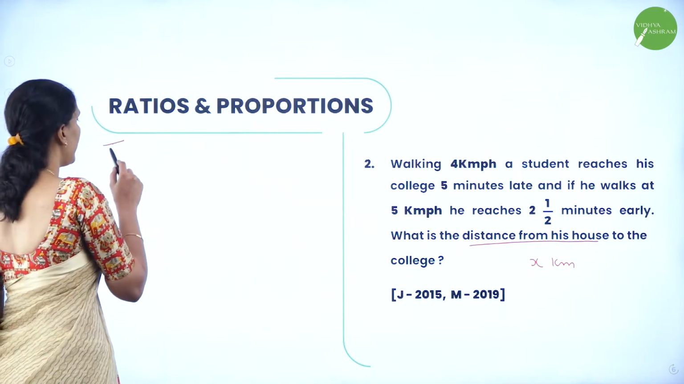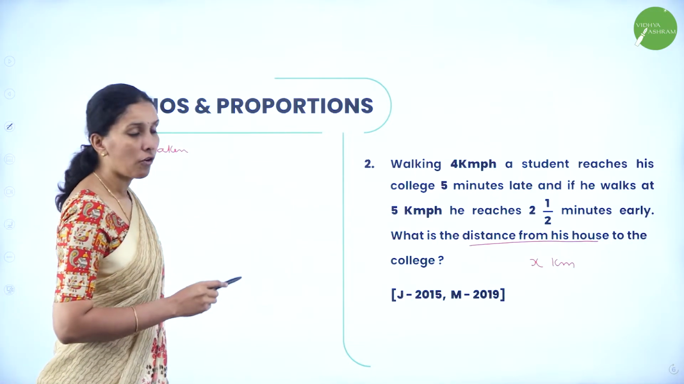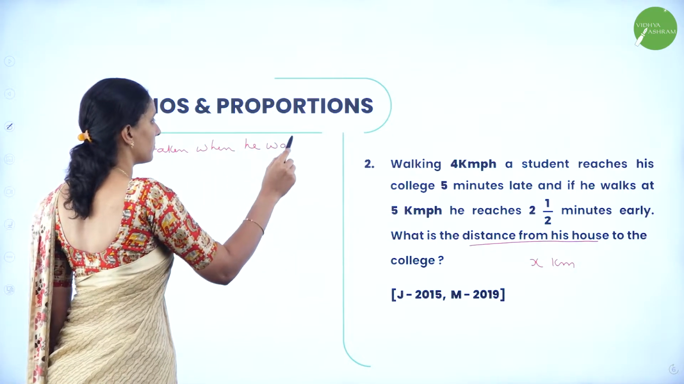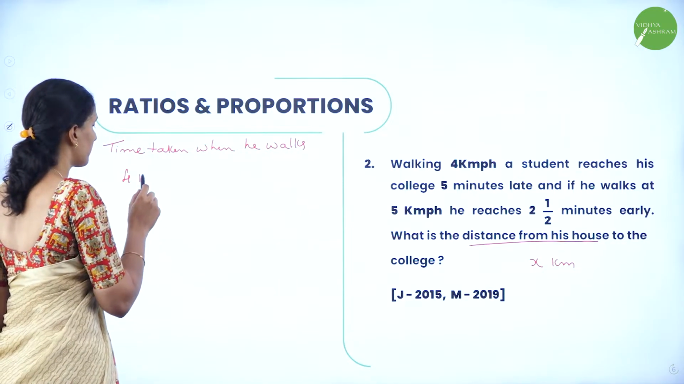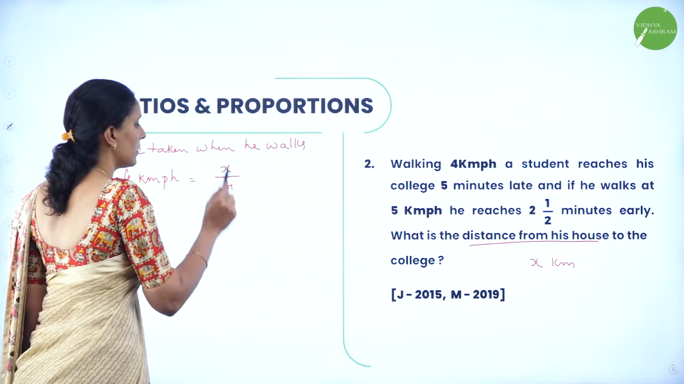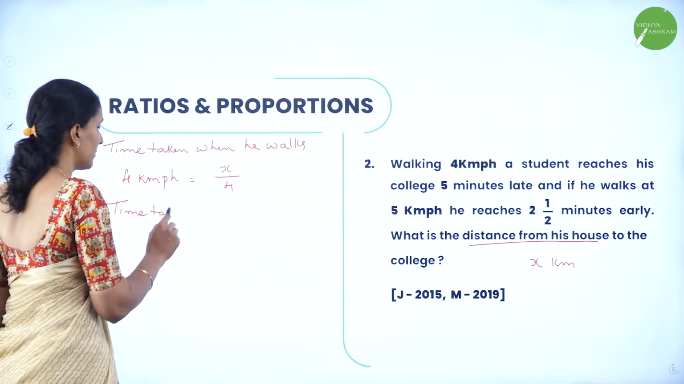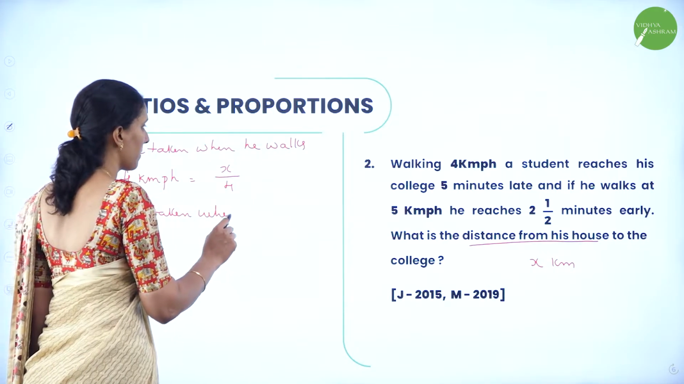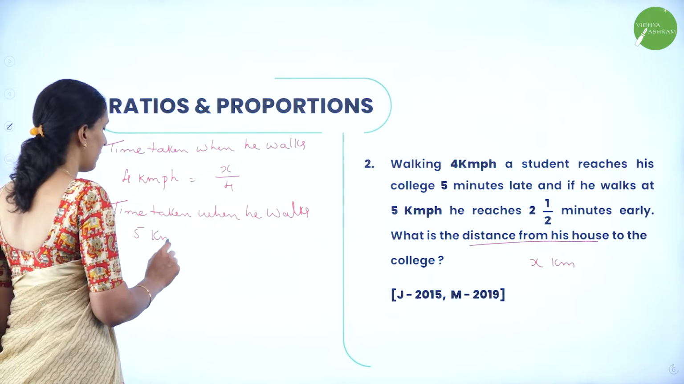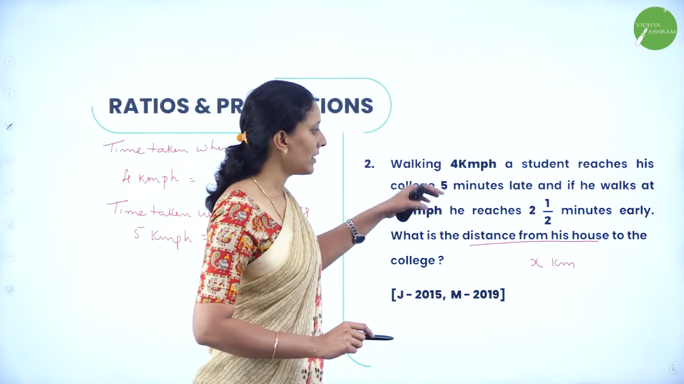I can write the time taken when he walks 4 km per hour. That will be equal to distance divided by speed. So that is x by 4. Next, similarly, time taken when he walks 5 kilometers per hour is equal to x by 5. And they have given that the distance is the same.